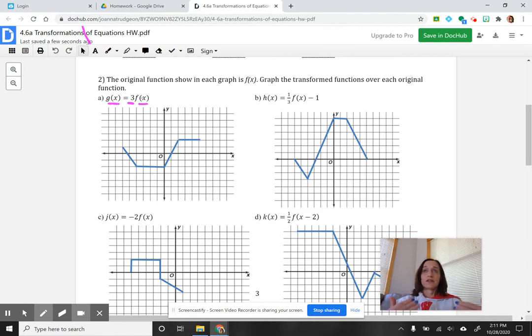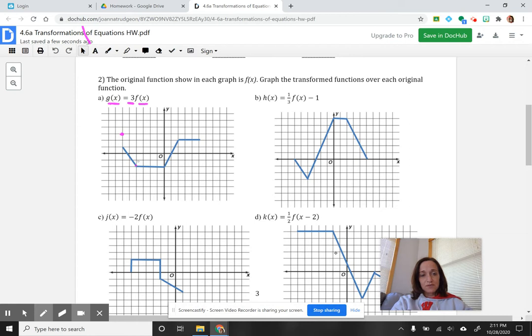Everything's going to move away from the x-axis by a factor of 3. So if some point is 1 away from the x-axis, you multiply that by 3, and it's going to be 3 away. If it's 2 away, you multiply by 3, and it's going to be 6 away. So let's start. This point right here is 1 away from the x-axis. Instead of 1 away, it'll be 3 away.